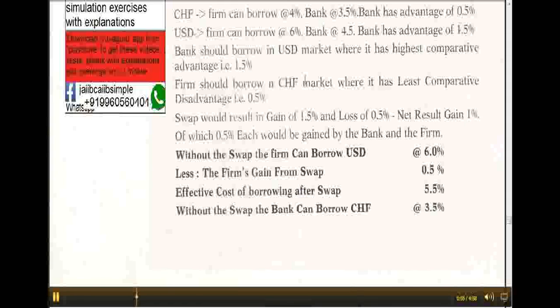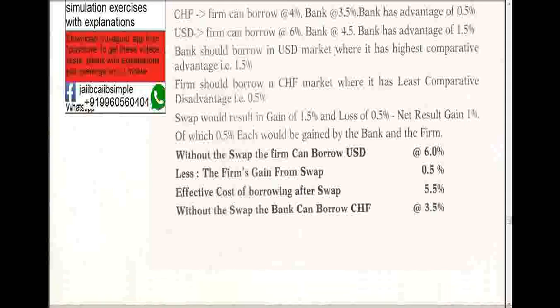Now what happens is the bank should borrow USD. It's okay, we have done it earlier. So it has an advantage of 1.5. The firm borrows CHF, it has an advantage of 0.5. So when they swap with each other, because they need these things.